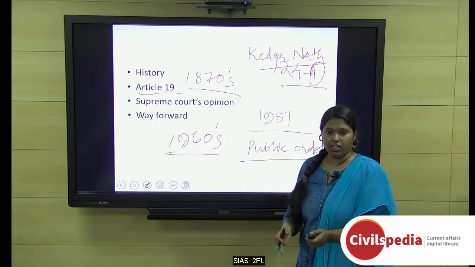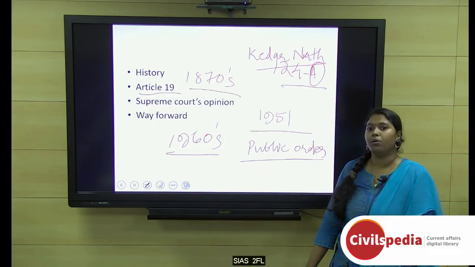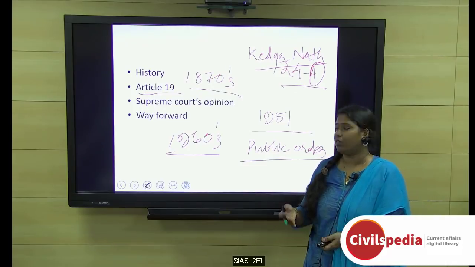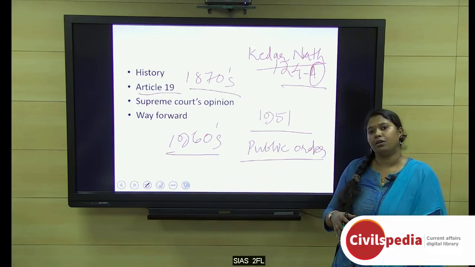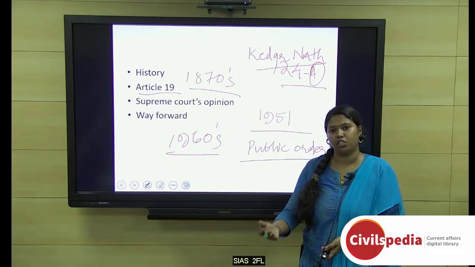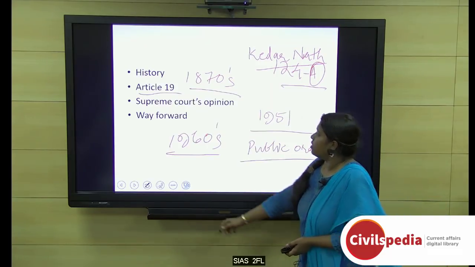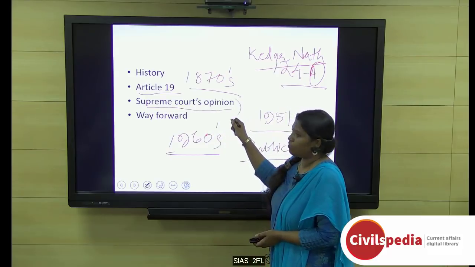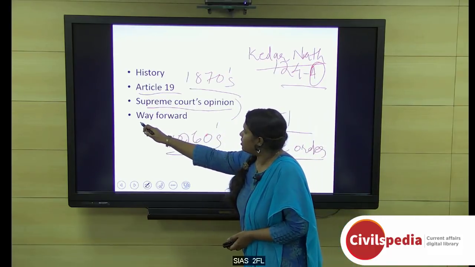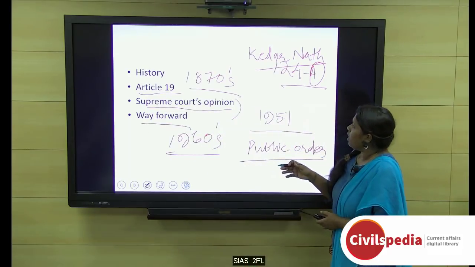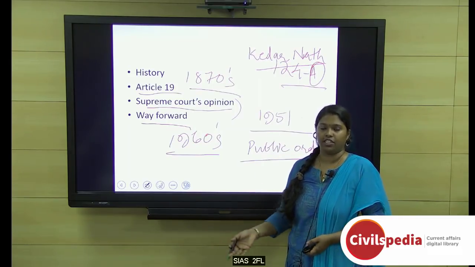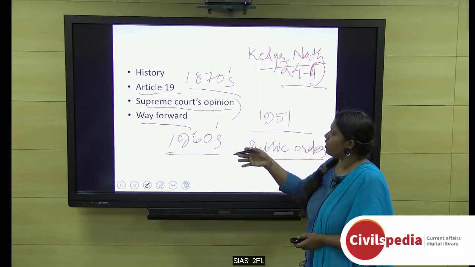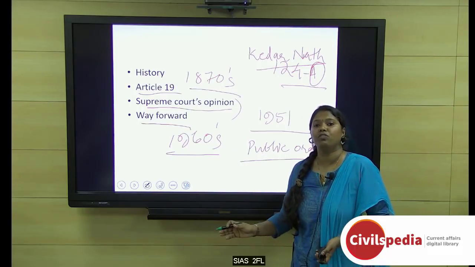Even though these kinds of restrictions are imposed by the Supreme Court, many times our law agencies have invoked this section to curb or to silence the people who are criticizing the government and its policies. Now, what is the Supreme Court's opinion in that? We saw this. And finally, what is the way forward? Since the Supreme Court has already declared that it is a constitutionally valid section, we cannot ask that it should be completely removed from the statute book.